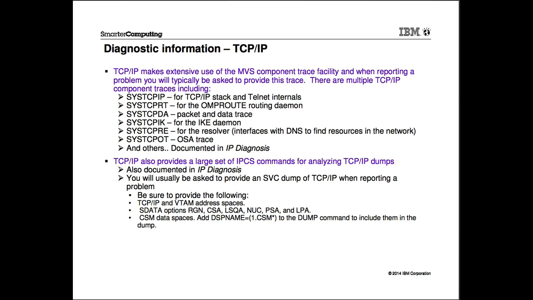When you provide that dump, be sure to provide both the TCP/IP and VTAM address spaces and the SDATA options listed there, and the CSM data spaces. The CSM data spaces are where the common data is. Remember, we use a lot of common data between TCP/IP and VTAM to avoid copies, so those data spaces need to be included as well.